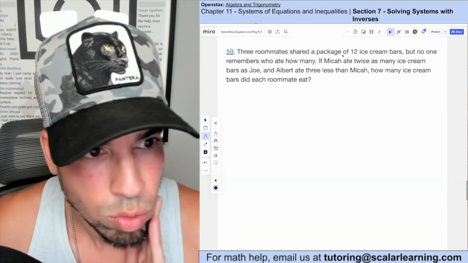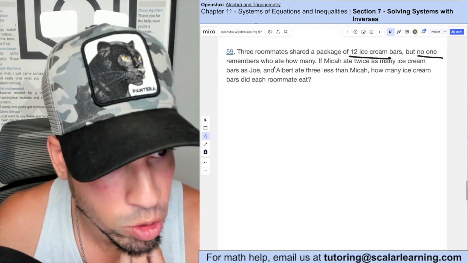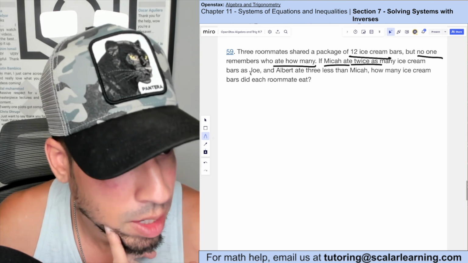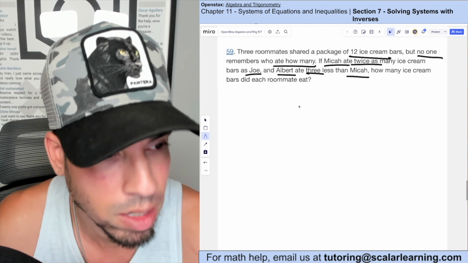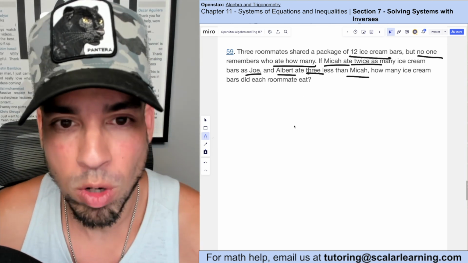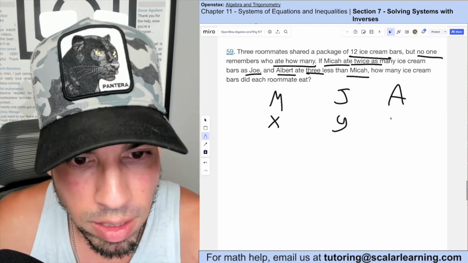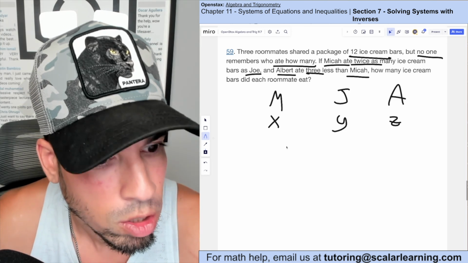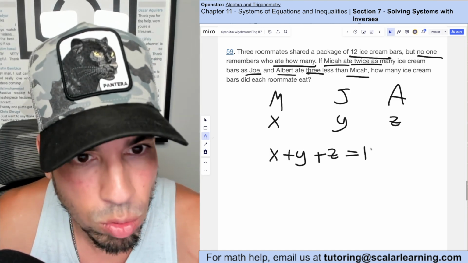Done. 3 roommates shared a package of 12 ice cream bars, but no one remembers who ate how many. Okay, we got Micah ate twice as many as Joe, and Albert ate 3 less than Micah. Okay. So let's get some equations to represent all this. So I got X for Micah, Y for Joe, and Z for Albert. So it said we got 12 ice cream bars. So of course, X plus Y plus Z, the amount they ate, is equal to 12.